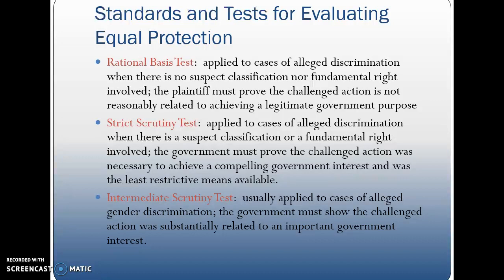That is a rational basis test because, again, it takes the person outside of a suspect classification, which is going to be race, religion, origin, sex, and it also takes it out of the fundamental rights, which would be your Bill of Rights, and says this is just rationally related to our legitimate government purpose. So the reason why we have these tests is because we do have fundamental rights. Those fundamental rights are your Bill of Rights.